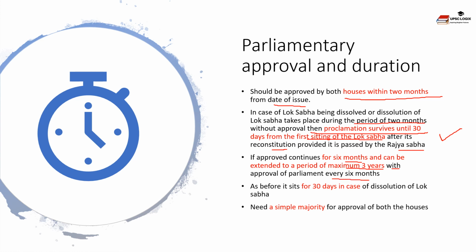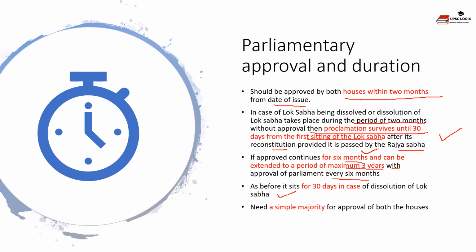So the 42nd Amendment Act of 1976 had raised this period from 6 months to a period of 1 year, but the 44th Amendment Act again reduced this period to 6 months. And in case dissolution of Lok Sabha takes place within this period of 6 months without the approval of continuation of the president's rule, as before, the proclamation survives for 30 days from the first sitting of Lok Sabha after it is reconstituted, provided the Rajya Sabha has already passed it.